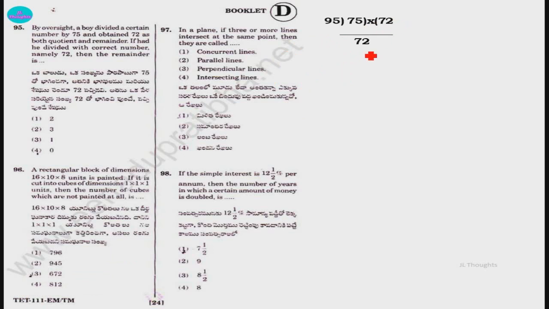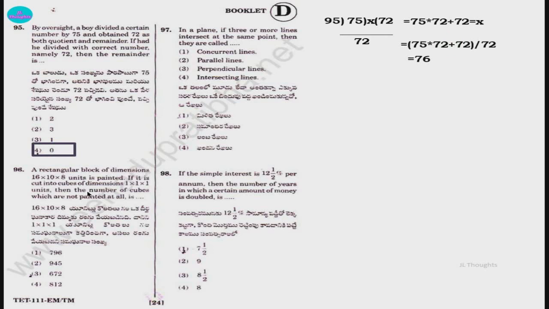So 75 divided by x gives you quotient of 72 and remainder also 72. So 75 into 72 plus 72, that is the quotient times divisor plus the remainder, you will get x. And next line, what is given? If he had divided with the correct number, namely 72, that is if this is divided by 72, then the remainder will be, so (75 into 72 plus 72) by 72. 72 is common in this, you take out 72 and cancel, so you'll get 75 plus 1, that is 76. Is there any remainder? Nothing will be remainder, so the answer will be 0.